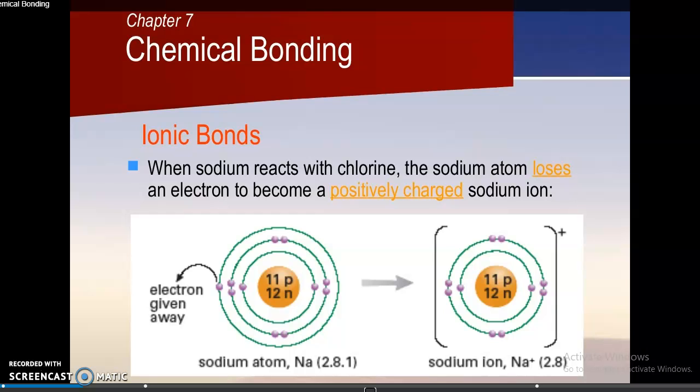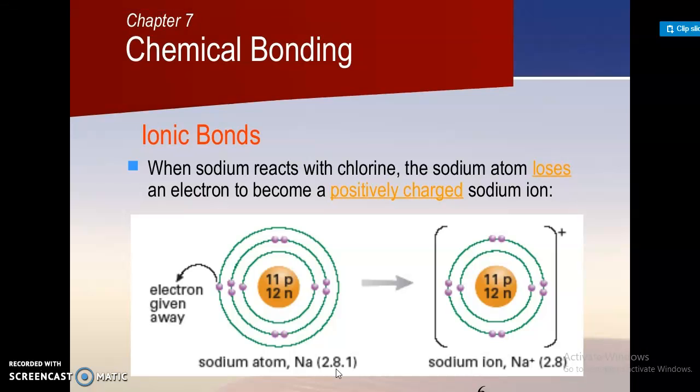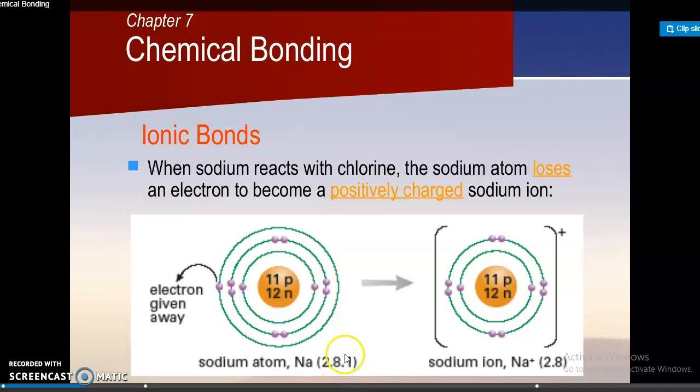Here is an example of the formation of sodium chloride. When sodium reacts with chlorine gas, sodium is the metal. Sodium metal atom loses 1 electron because sodium group number is 1, so it can lose only 1 electron. If we check the electronic configuration for sodium, its proton number is 11. So in the first shell there are 2 electrons, in second 8 electrons, and outermost 1 electron. This outermost 1 electron can be lost, so sodium atom changes into sodium cation, losing its 1 electron.